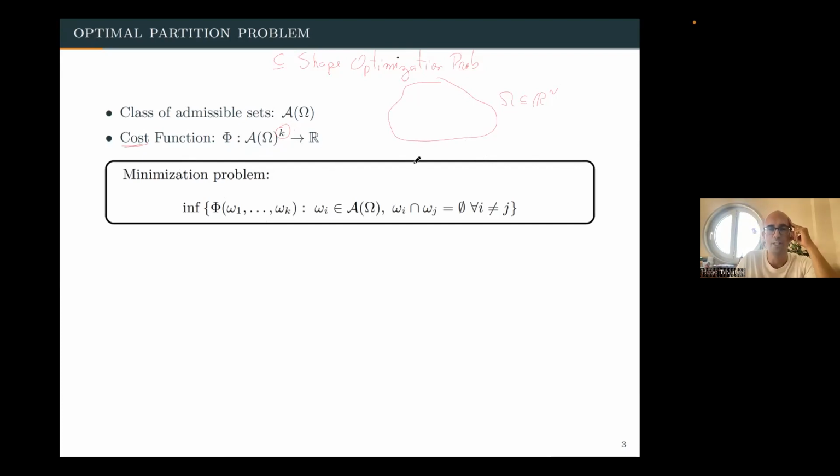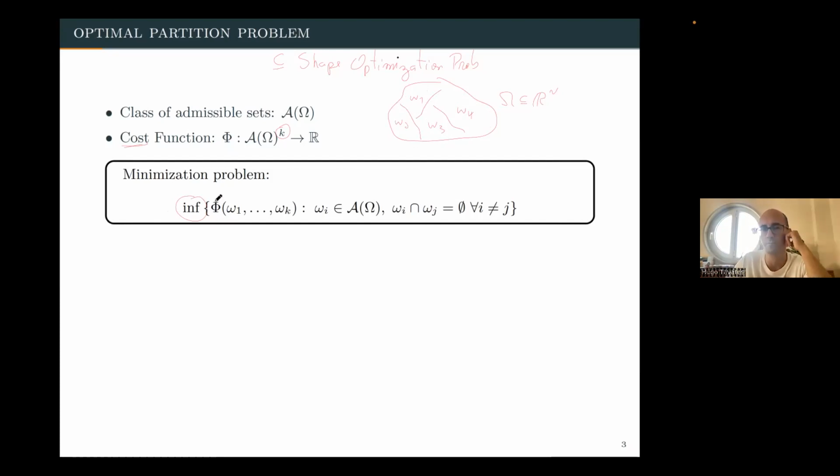And a partition for us will simply be a collection of k mutually disjoint subsets. Typically, when one thinks about a partition, we think of it as exhausting the whole domain. It's not necessary to put this at the beginning. Typically, it's a consequence of having an infimum here.